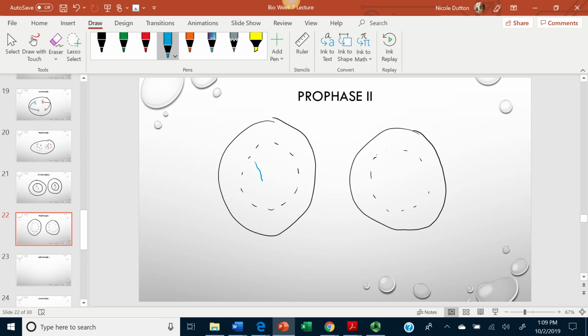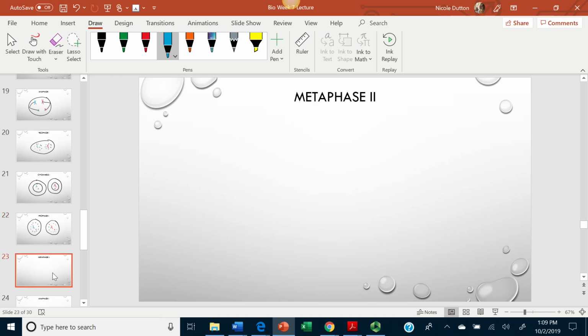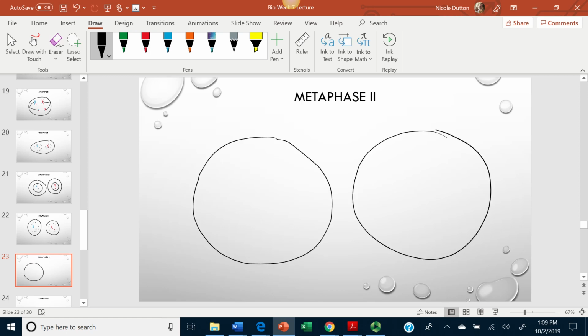So we have our chromosomes that condense. Now, crossing over only happens in prophase 1, so we're not going to have a second crossing over event. During metaphase 2, we have them align in the center of the cell again. And the spindle fiber will form.